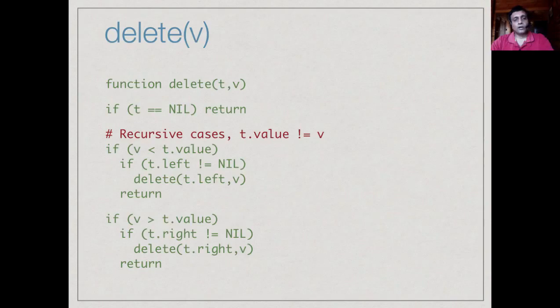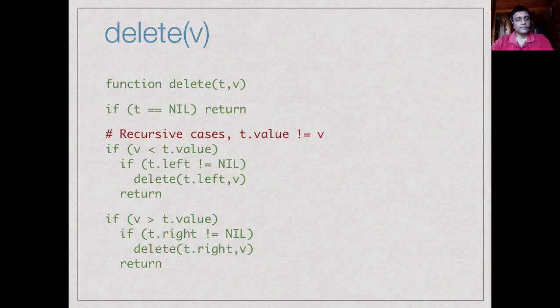So it's a long piece of code because we have many cases. First of all, if it's an empty tree, we have nothing to delete. If on the other hand the value at the current node is not V, so if V is strictly less than it, then if there is something to the left, we delete from there. If V is strictly greater than it, if there is something to the right, we delete from there. So these are the two recursive cases. If it is not strictly less than and not strictly greater than, it must be equal and we have to do some real delete.